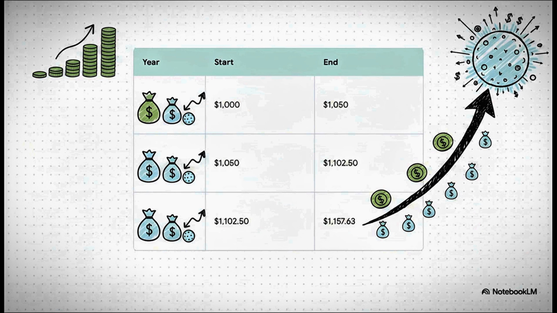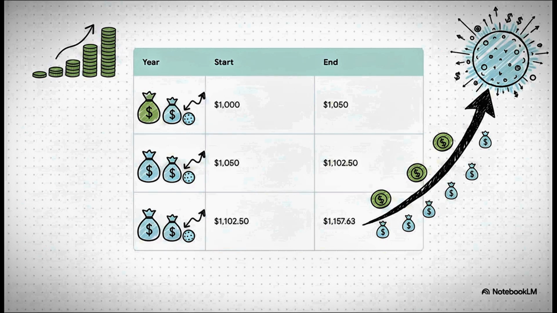Let's look at year 1. You start with your $1,000 principal. At the end of the year, that 5% interest kicks in, and boom, you end up with $1,050. Simple enough, right? But here is where it gets interesting. In year 2, you aren't starting with just $1,000 anymore. You're starting with $1,050. So your 5% interest is now being calculated on a bigger base. You don't just make $50 again, you make $52.50, ending the year at $1,102.50.